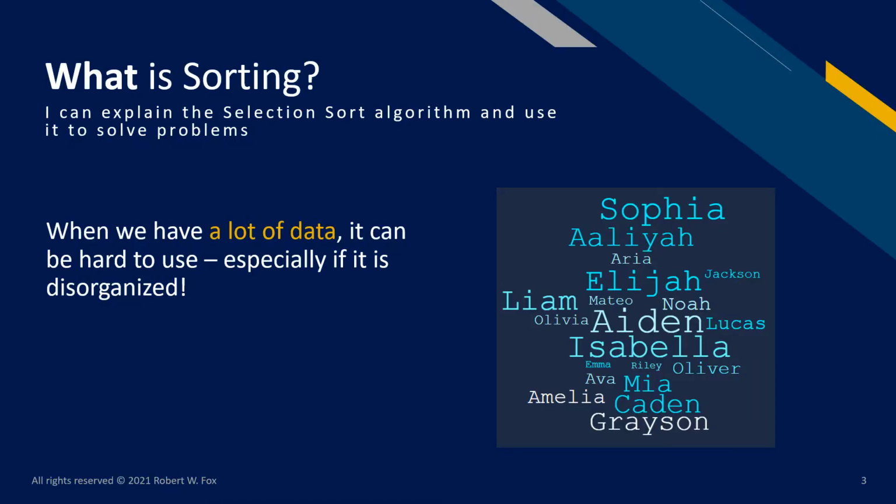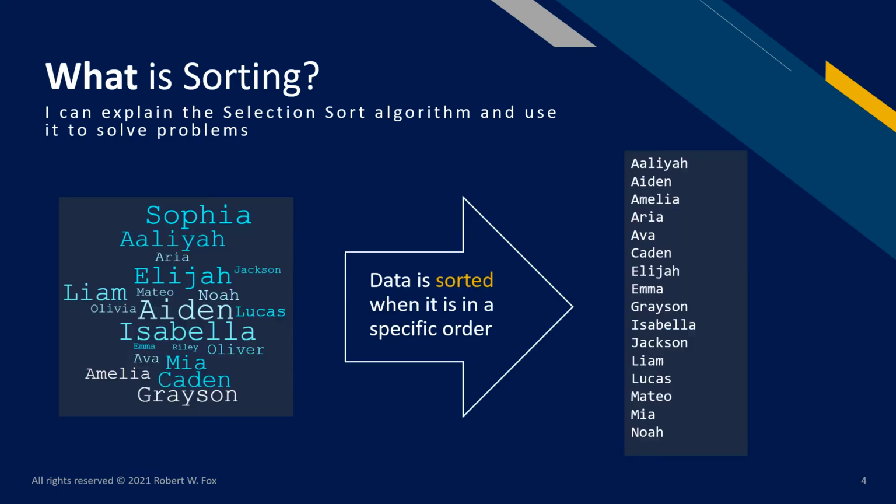Before we really discuss how selection sort works, we should probably talk about what it means to sort something. And the basic idea is this. When we have a lot of data, it can be hard to use, especially if it's disorganized, like this list of names you see on the screen. The data becomes sorted when it's put in a specific order, and in the case of names, oftentimes that would be alphabetical order.